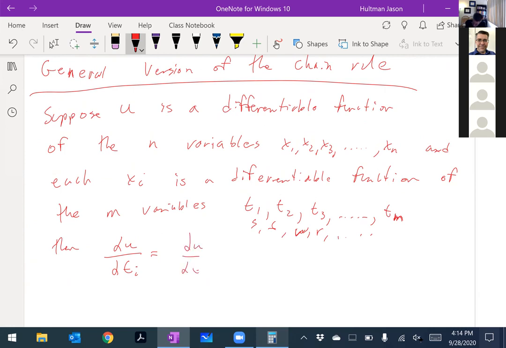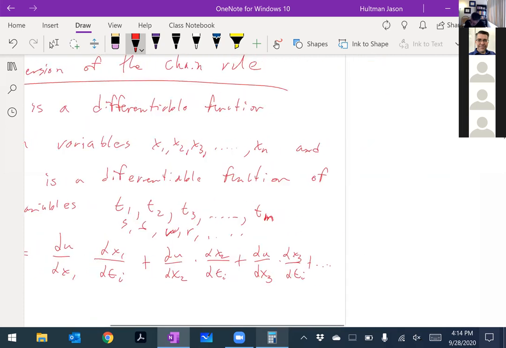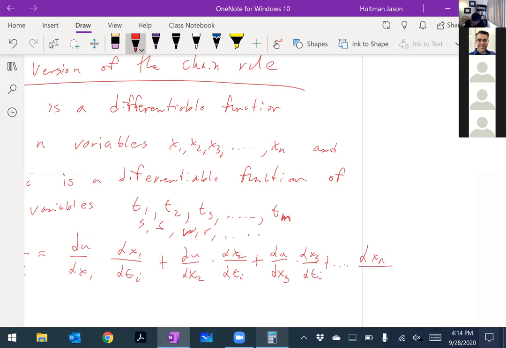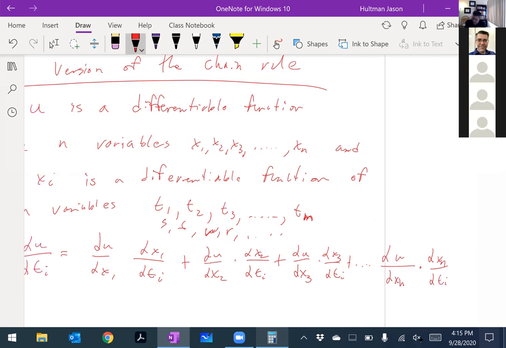the partial of u with respect to x1 and the partial of x1 with respect to t sub i, whichever t you're wanting, plus the partial of u with respect to x2 times the partial of x2 with respect to ti, the ith variable, plus du dx3 times the partial of x3 with respect to the ith variable, plus dot dot dot, all the way to du dxn times dxn over the ith variable. And then you just repeat it for whatever variable you want.